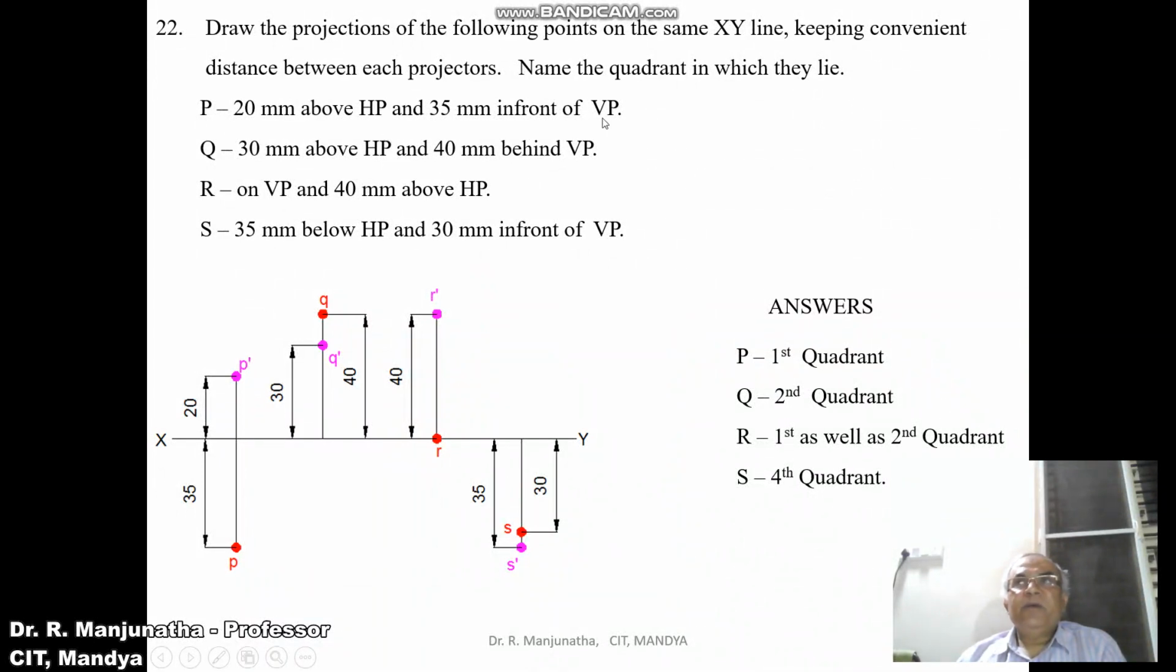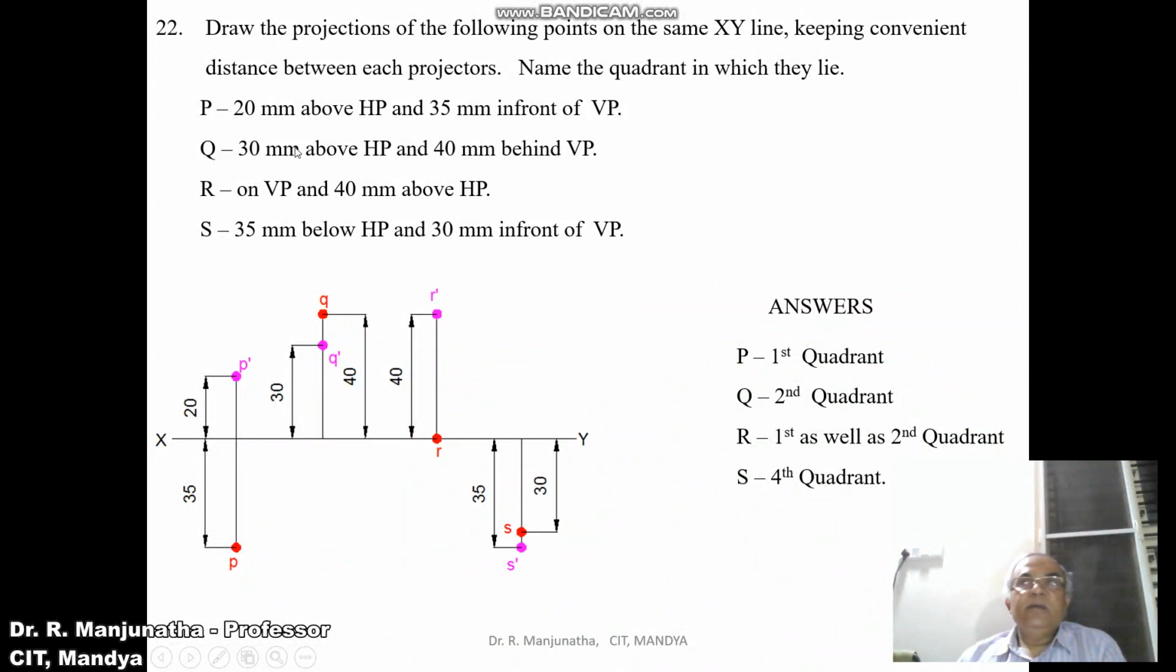And 35 mm in front of VP. In front of VP will always be below the XY line. So from here, you measure 35 mm and mark this point. And since it is in front of VP, it is a top view. So you get small p. Then you show the dimensions of 20 and 35, keeping a convenient distance between each projector. So we have one projector here.